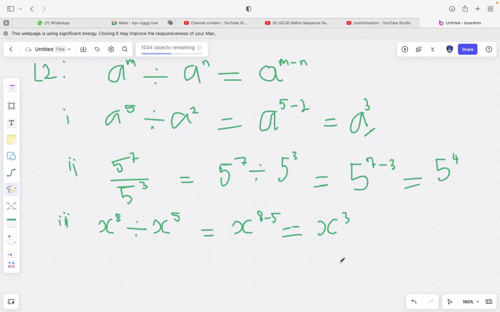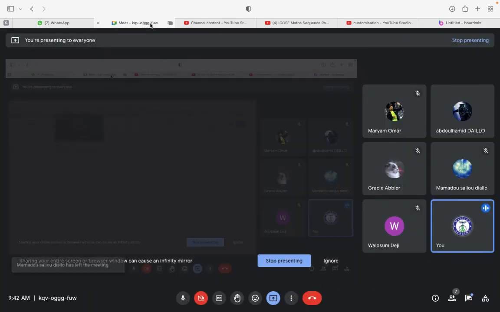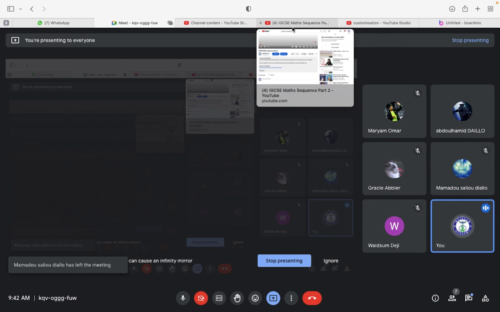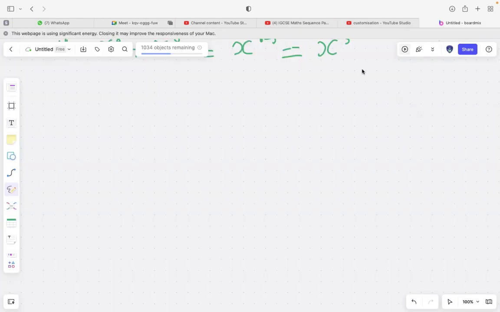Now let's take a look at an example where we can combine the first law and the second law. I'm going to do the following two questions. We're going to give you questions that will require us to apply both laws together. Now let's take a look at those types of questions. Use the first and second law of indices to simplify each of these calculations.